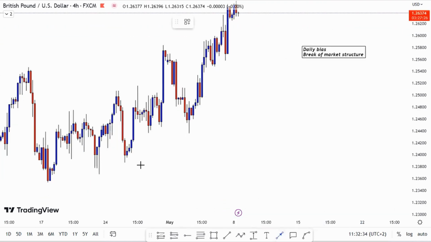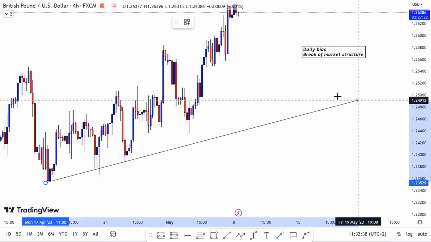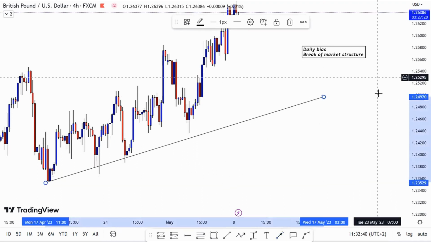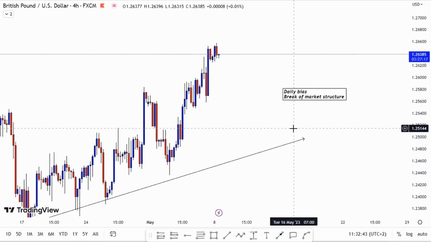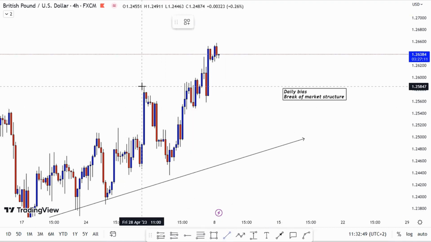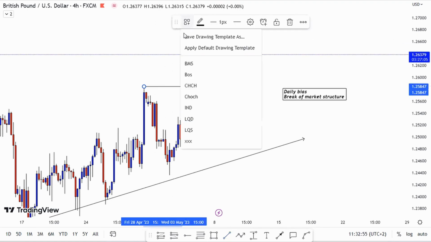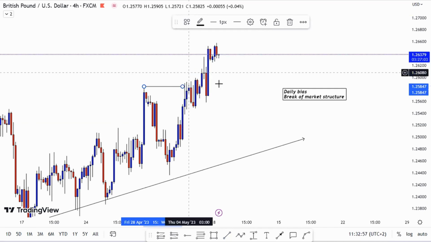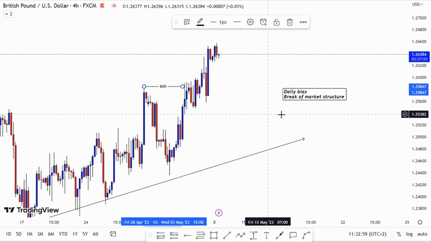Okay, so we're just going over this. First of all, our daily bias is bullish. We're in a bullish market. And then we have to look for our recent break of market structure. So where are we going to get this one? We are going to get it here. Here is our break of market structure.